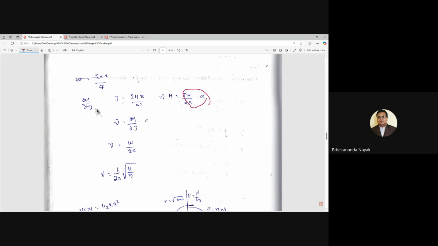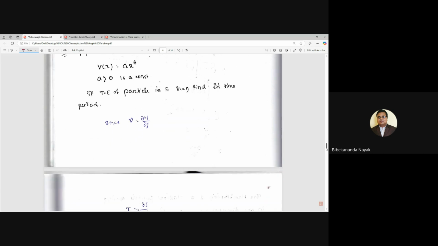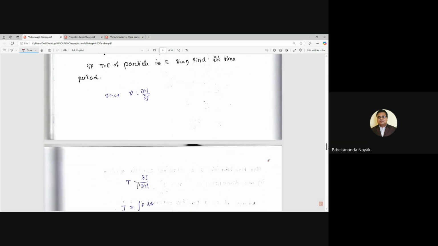But nu is equal to del H by del J. So nu, or omega by 2 pi, whatever may be, you can calculate, equal to 1 by 2 pi root over k by m. You know. It is some problem: one dimensional V(x) is given, you have to calculate the new time period.